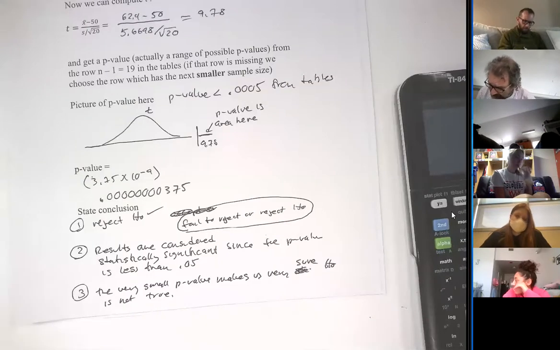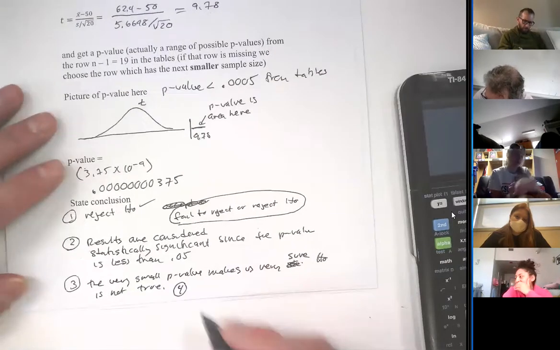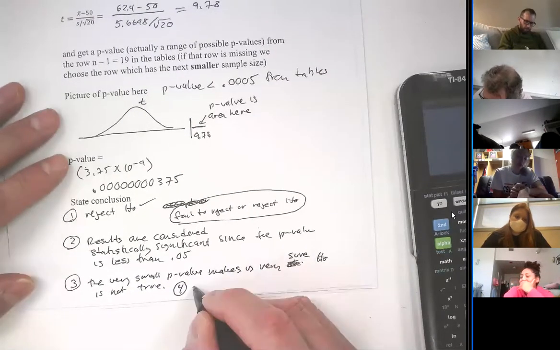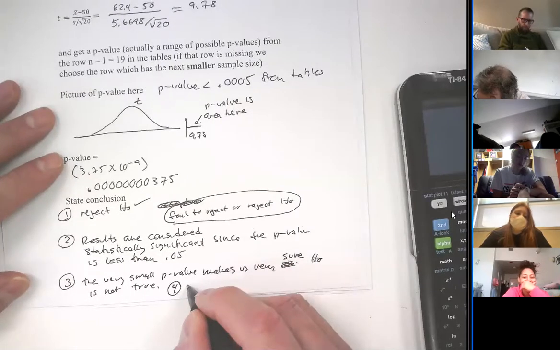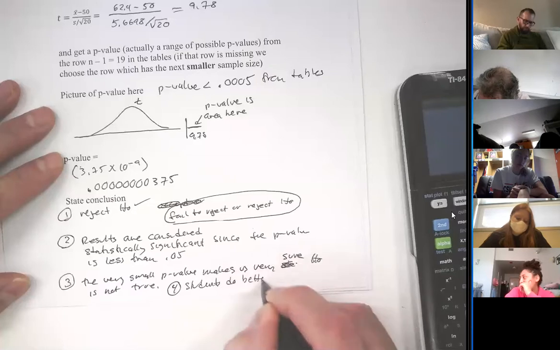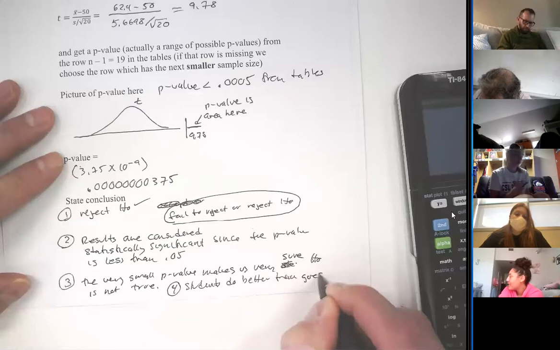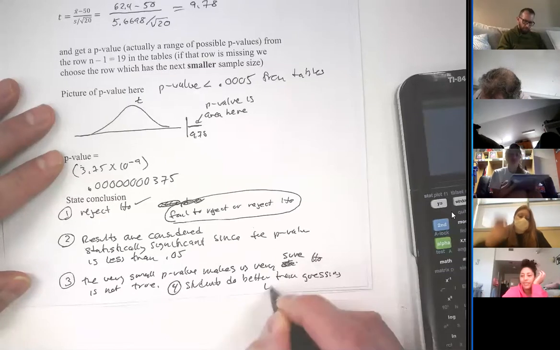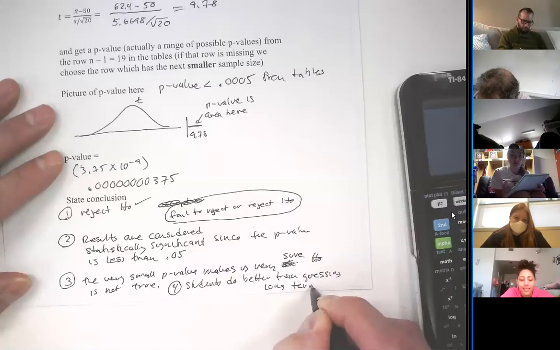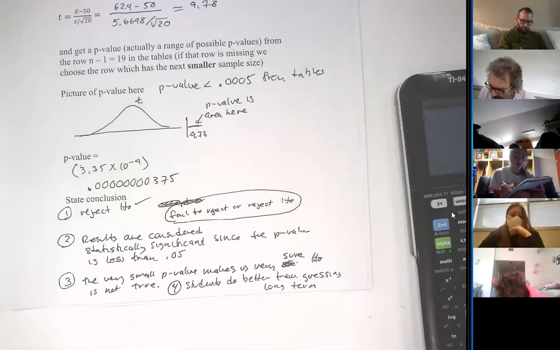And so we could then say, for 4, something about what does it mean? Students do better than guessing long term. We're pretty sure that's not just luck. Students do better than guessing long term. It'll happen if we keep running this experiment for a long time.